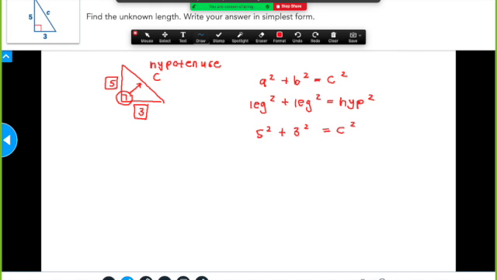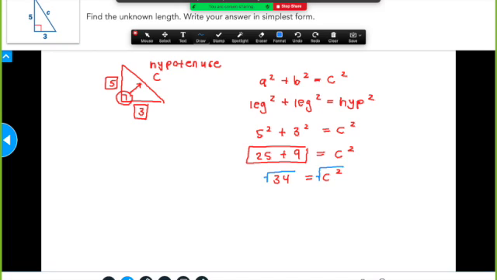So 5 to the power of 2 gives me 25. 3 to the power 2 gives me 9. And then we're left with c to the power 2. So I'm going to combine these together. We get 34 equaling c to the power 2. Last step is to get rid of that square. So I'm going to square root the c squared and square root the 34.